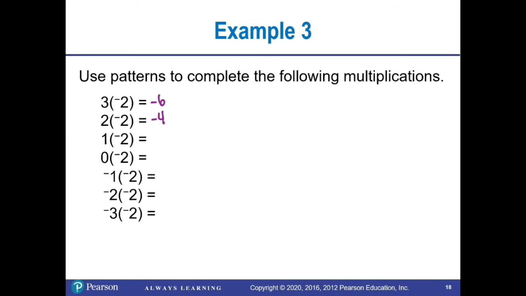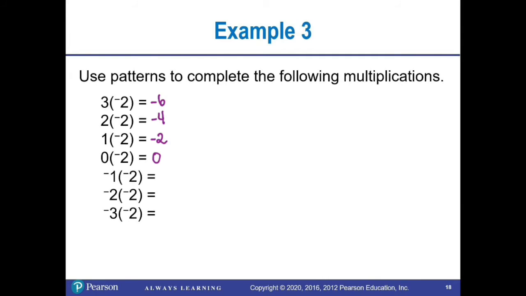1 is our multiplicative identity. When I multiply 1 times any number, I get that number. So 1 times negative 2 is negative 2. 0 times any number is always 0. So 0 times negative 2 is 0. Now notice here, my first factor has decreased by 1 from line to line. It is increasing by 2. So let's continue our pattern.